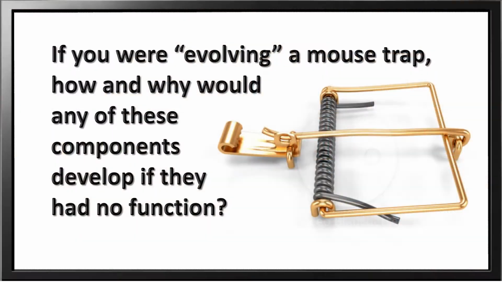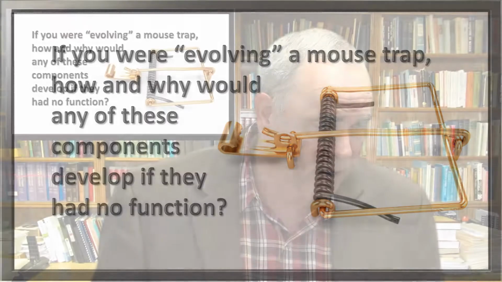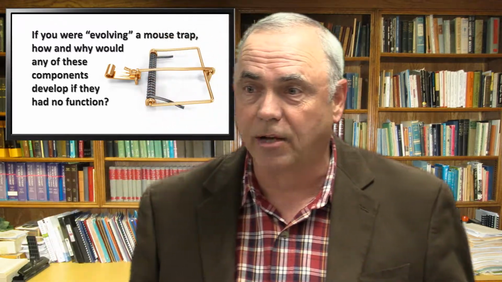And if you were trying to evolve a mousetrap, how and why would any one of these components develop if they had no function in and of themselves? So for example, you're trying to immobilize a mouse, that's your job, that's what you're trying to get to. And so you have a spring, but you don't have a hammer, you don't have a platform, you don't have any of these other things. Is that spring going to do you any good at all in killing that mouse? No, it's not.